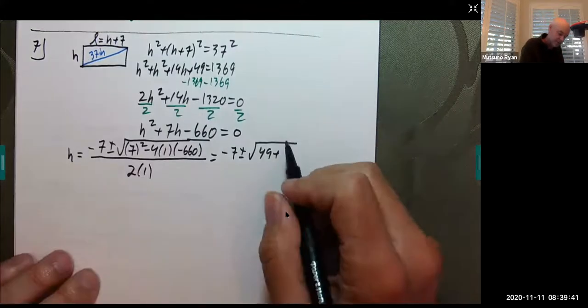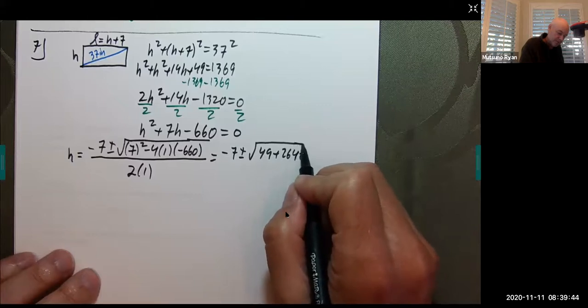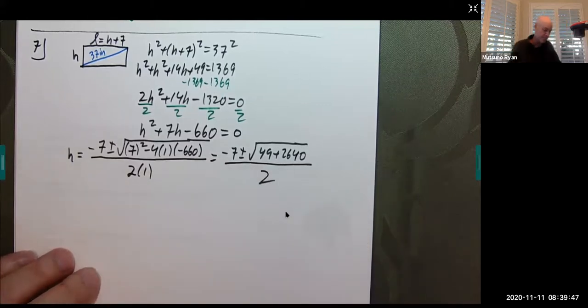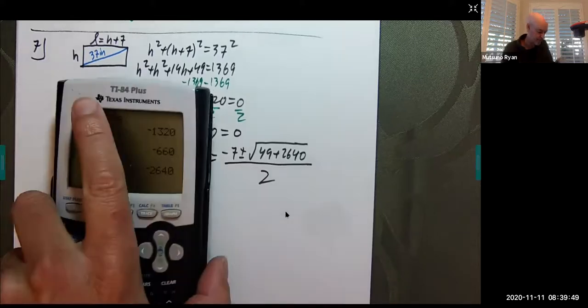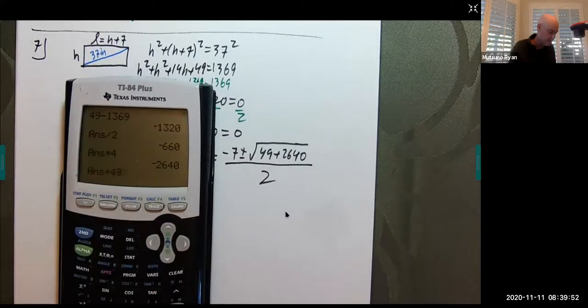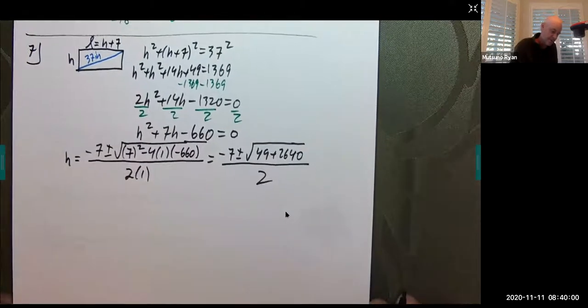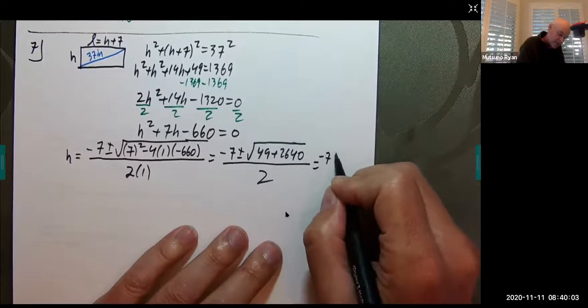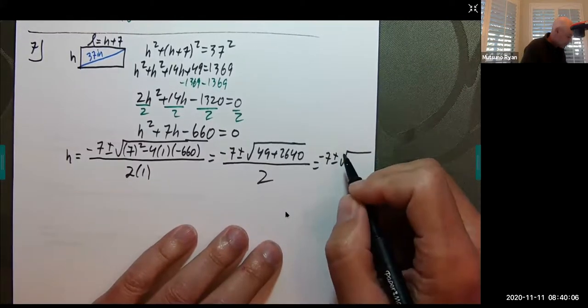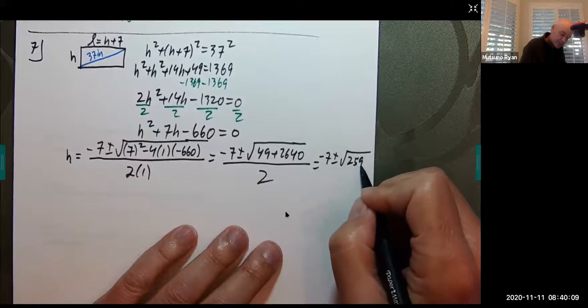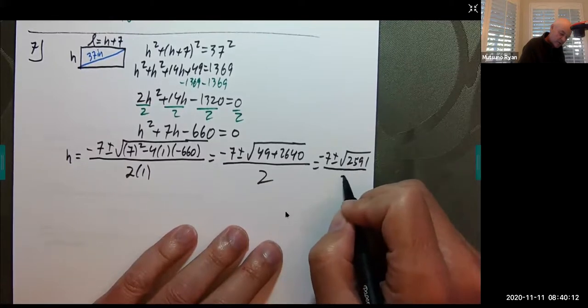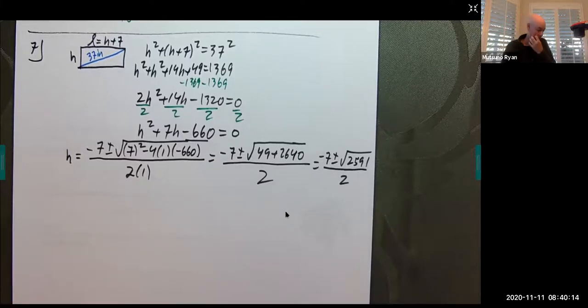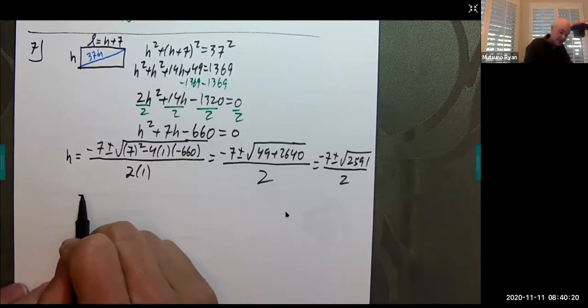That's 2640 plus 49. It should be positive. So let's do this. Let's write that out. So it's negative 7 plus or minus the square root of 2689 over 2. And they asked for it up to 1 decimal point.